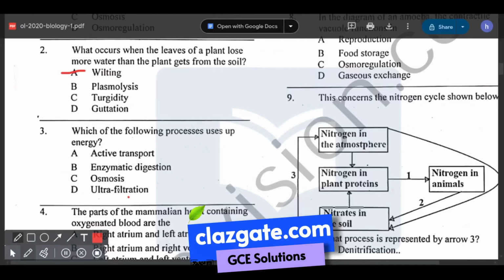for active transport. So active transport is when molecules move from a lower concentration to a higher concentration. If you are going against the concentration gradient, you need energy, and that is what the active transport process is defined by.